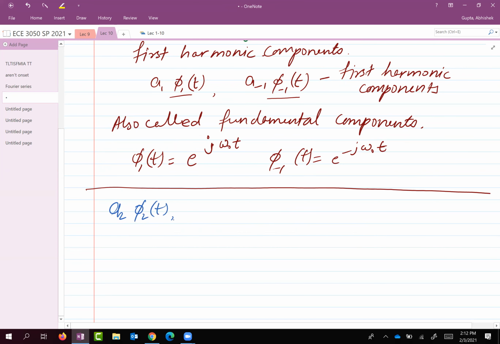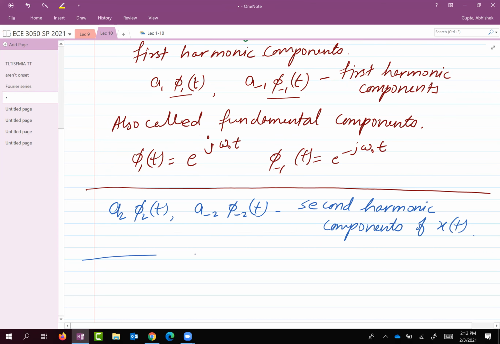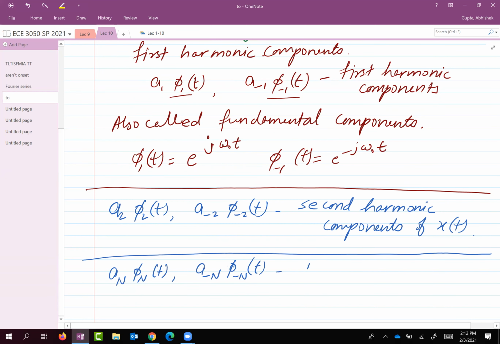Now a2 phi2 of t and a minus 2 phi minus 2 of t, these are called second harmonic components of x of t. And you can go on and on. an phi n of t and a minus n phi minus n of t, these are nth harmonic components of x of t.